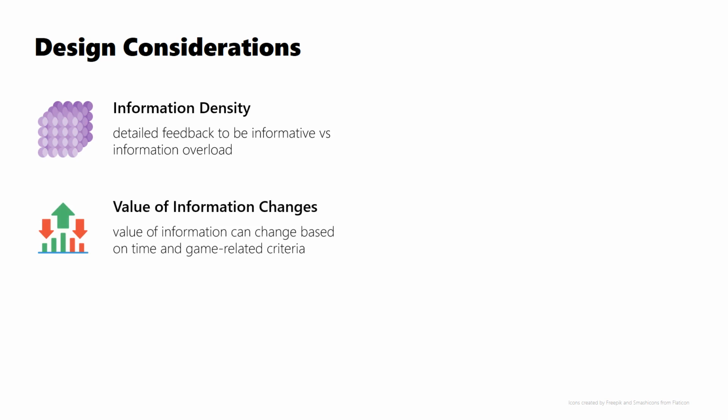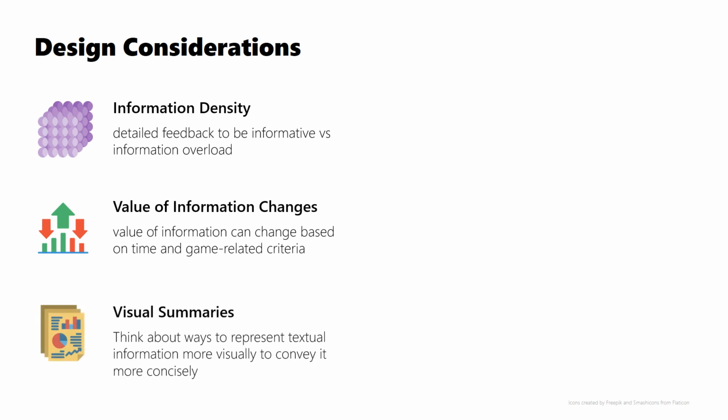Secondly, our study showed that the value of information can change based on time or other game-related factors. Certain information, which might be of value at a certain time, may have no relevance at another point in time. This could, for example, be achieved by dynamically adapting the information which is shown. Third, information quickly becomes quite dense, even if you just show a few variables, and as such thinking about ways how textual information can be represented visually can help to convey it more concisely.